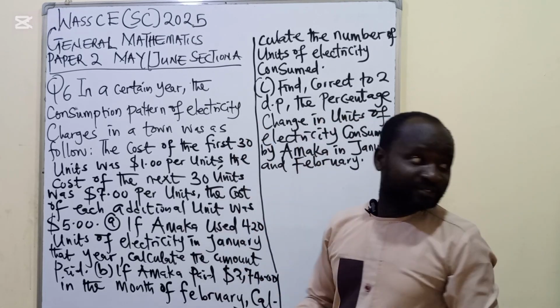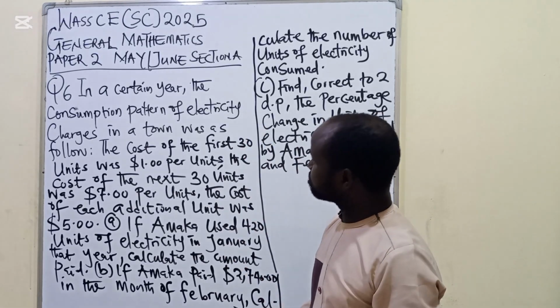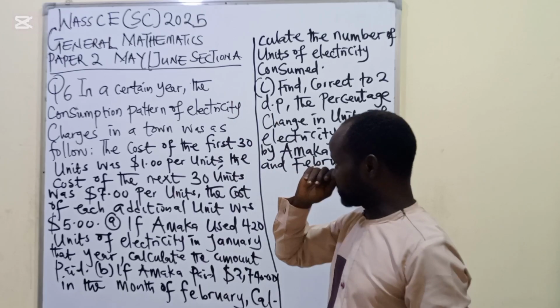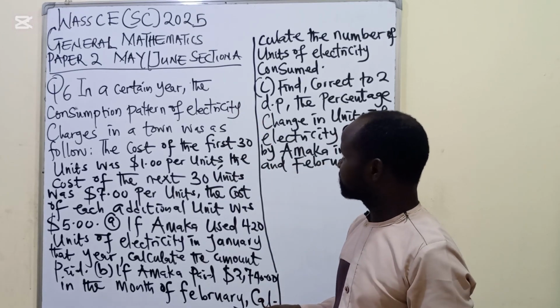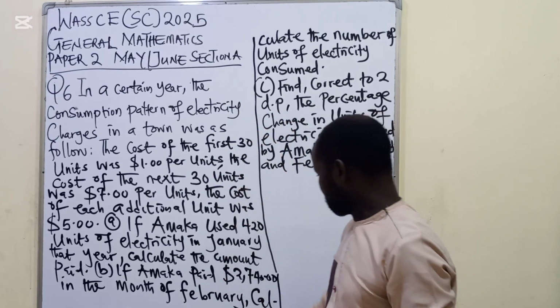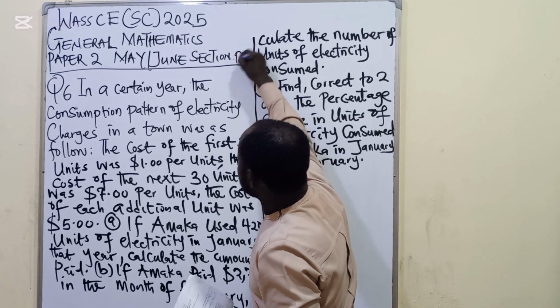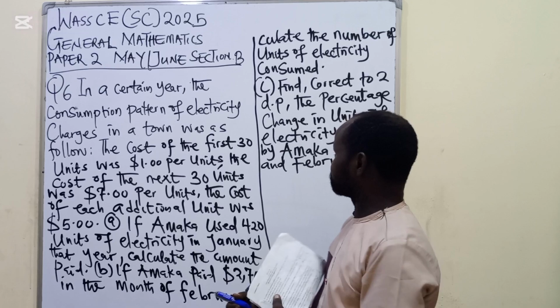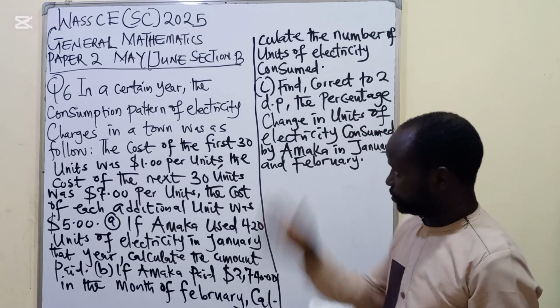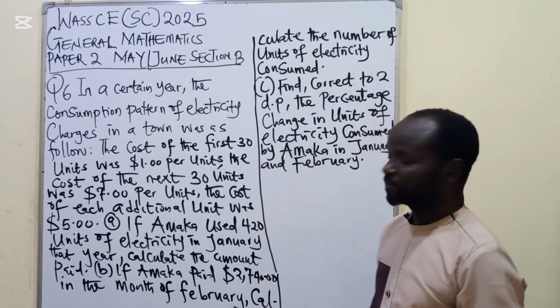Still on WAEC 2025 for school candidate. This is General Mathematics, paper 2, section B. This is section B now from the optional parts. This is question 6. Let's look at this question 6.